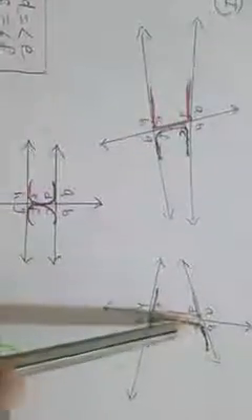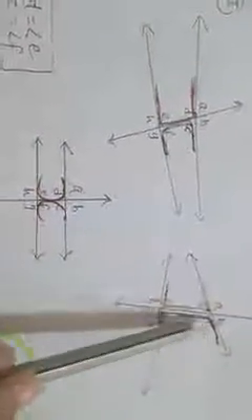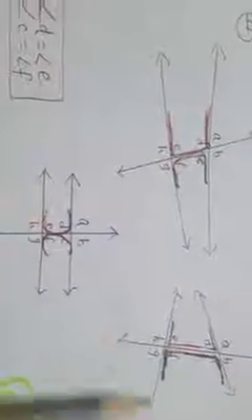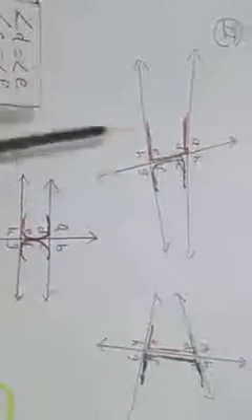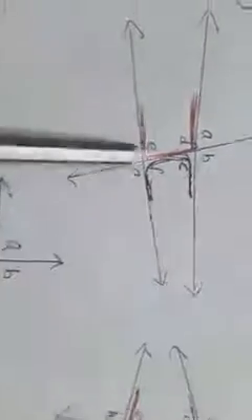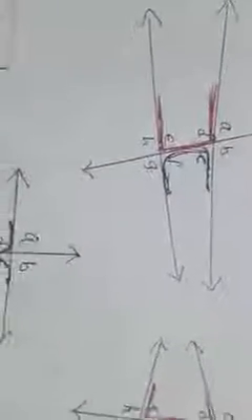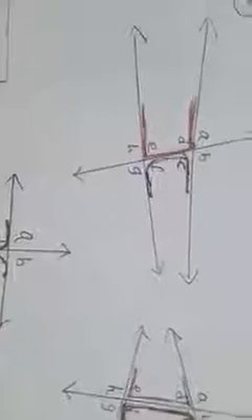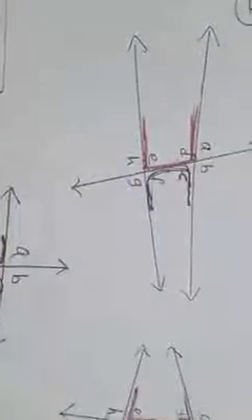Which 8 angles are there? A, B, C, D, E, F, G, H, small letters. Same here. Now, can you observe the highlighted portion? Which shape is highlighted there? Observe and tell me. Correct, it is a bowl shape, U shape.